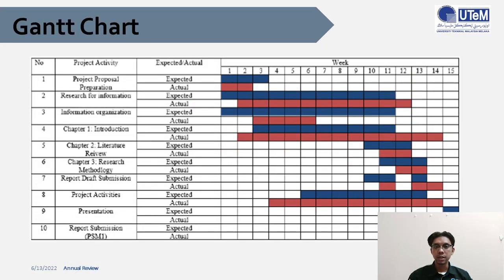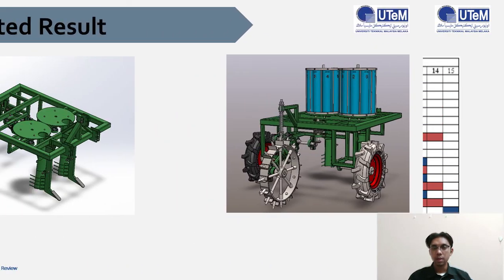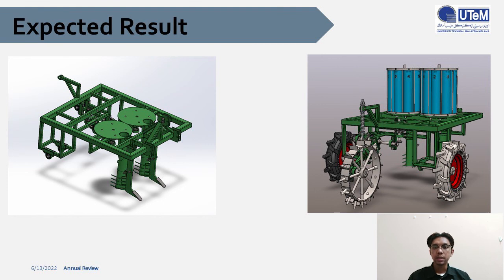This is my Gantt chart for PSM1. Last but not least, this is the intended outcome for the pineapple planting machine's body shape and mechanism. This design is the preliminary outcome of using 3D CAD software. That concludes my PSM1 research on the topic of design and development of pineapple planting mechanism.